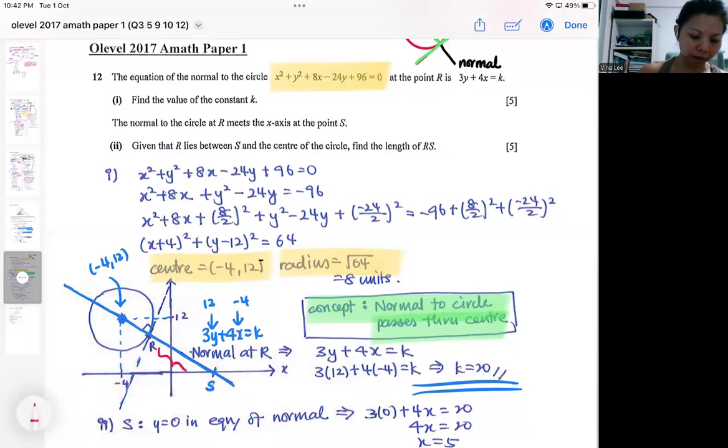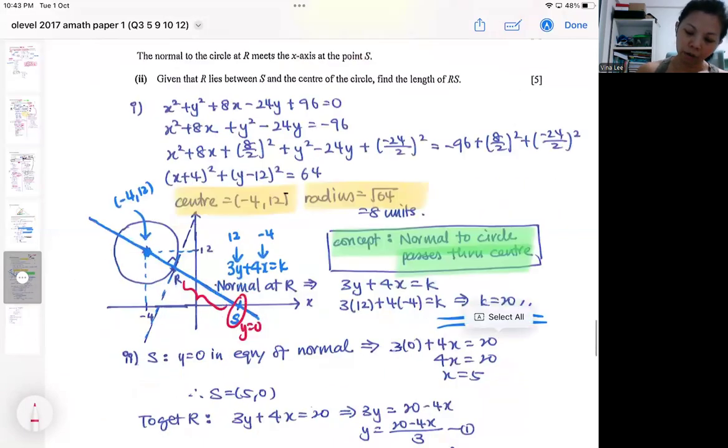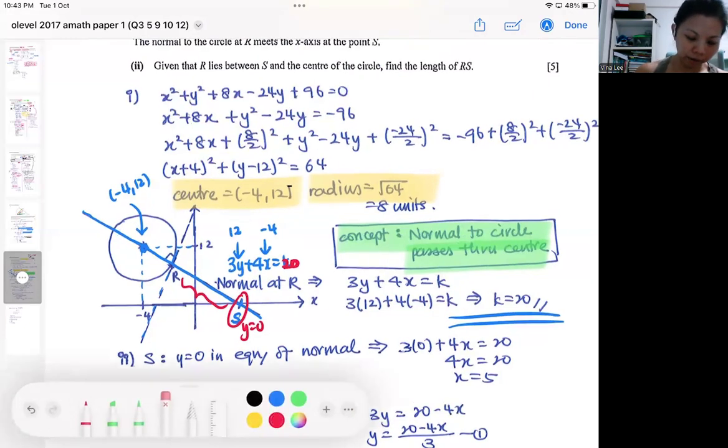I just want the length of RS, but you need the two separate coordinates. Getting S is very easy because S is just the x-intercept of the normal. So you just need to put y equal to 0 into the equation of the normal. After you have found k equal to 20, then you have a proper equation. So getting S is not very difficult.